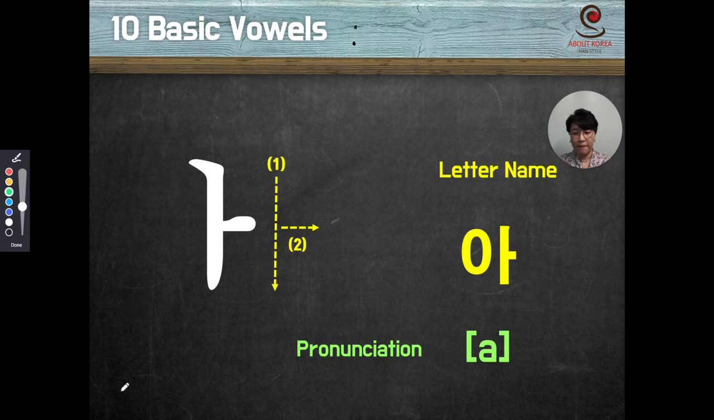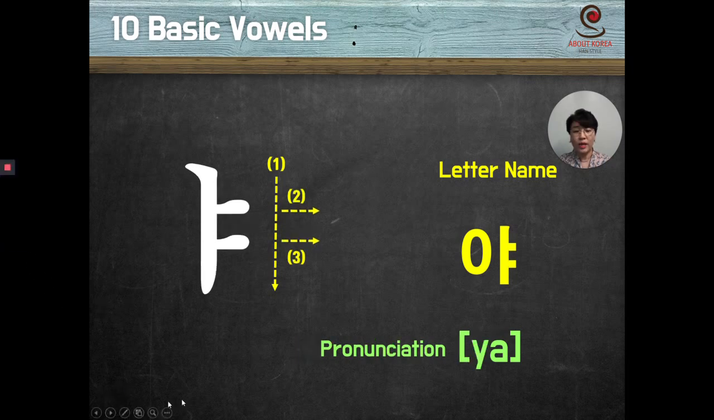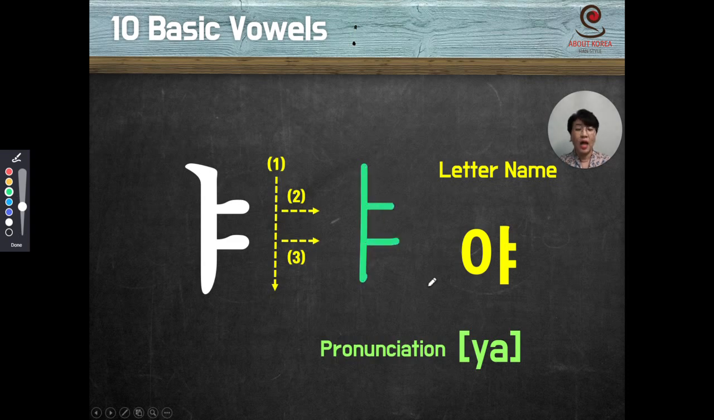And the next one. The second vowel is ya. Repeat after me. Ya. How do we write it? 1, 2, 3. That's ya. One more time, ya. Remember, try to write and pronounce at the same time. That'll be the fastest way to remember this vowel.